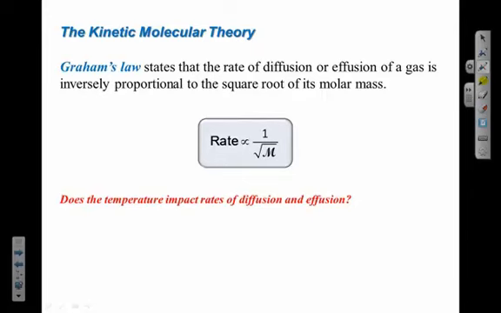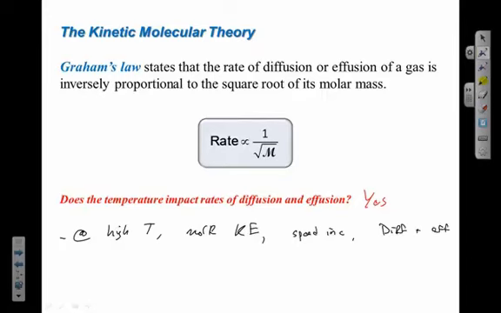Does the temperature impact the rate of diffusion and effusion? Absolutely, yes. So really, ultimately, what we want to say is at a higher temperature, we have more kinetic energy on average, so the speed increases, and so the diffusion and effusion are faster.